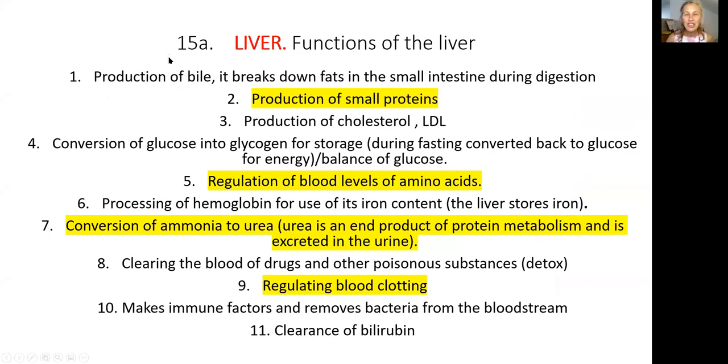If you've seen my previous lecture, this slide is from lecture 15A on the functions of the liver, and I will cover number 2, number 5, 7, and 9. Let's go.